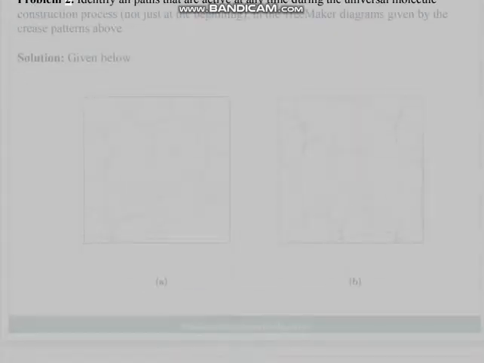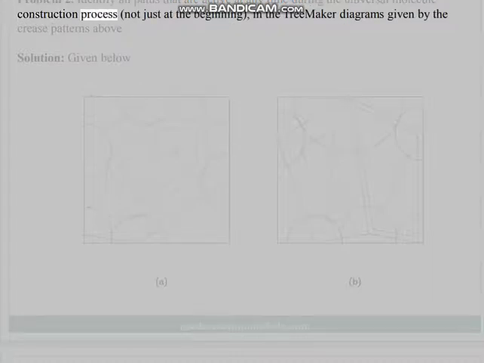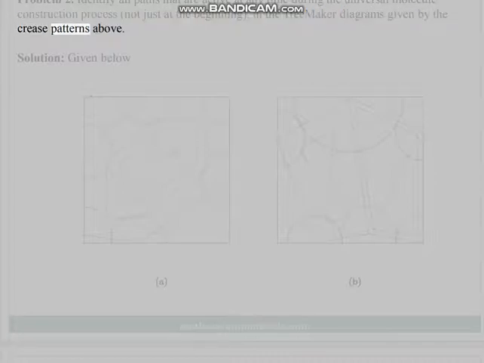Problem 2. Identify all paths that are active at any time during the universal molecule construction process, not just at the beginning, in the TreeMaker diagrams given by the crease patterns above. Solution, given below.